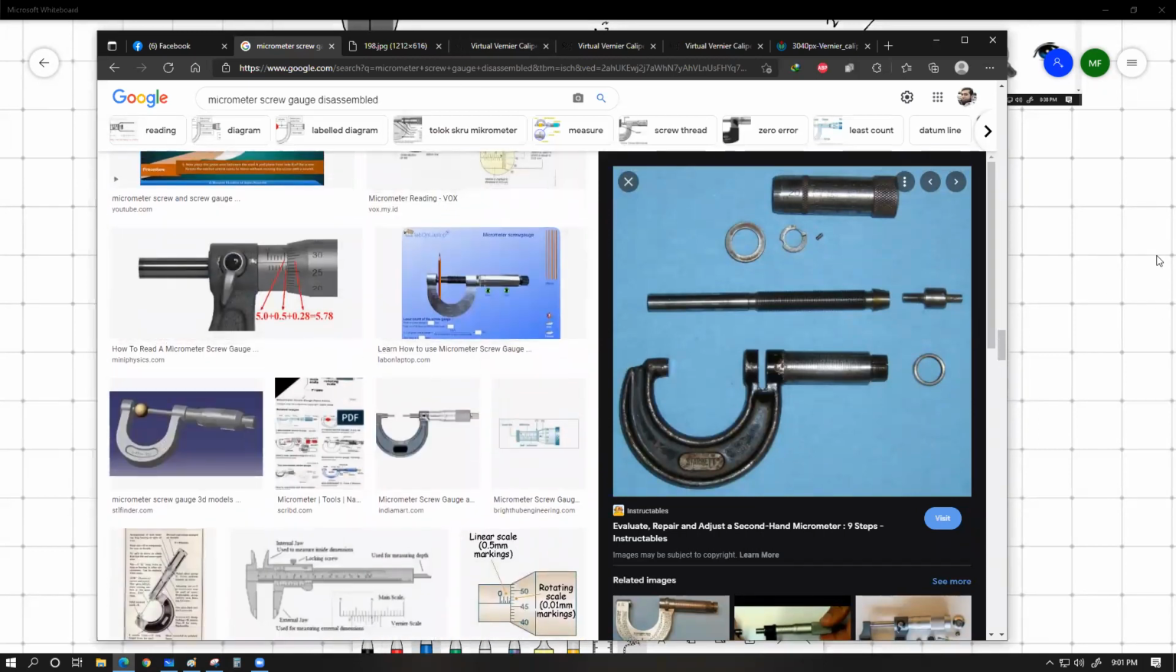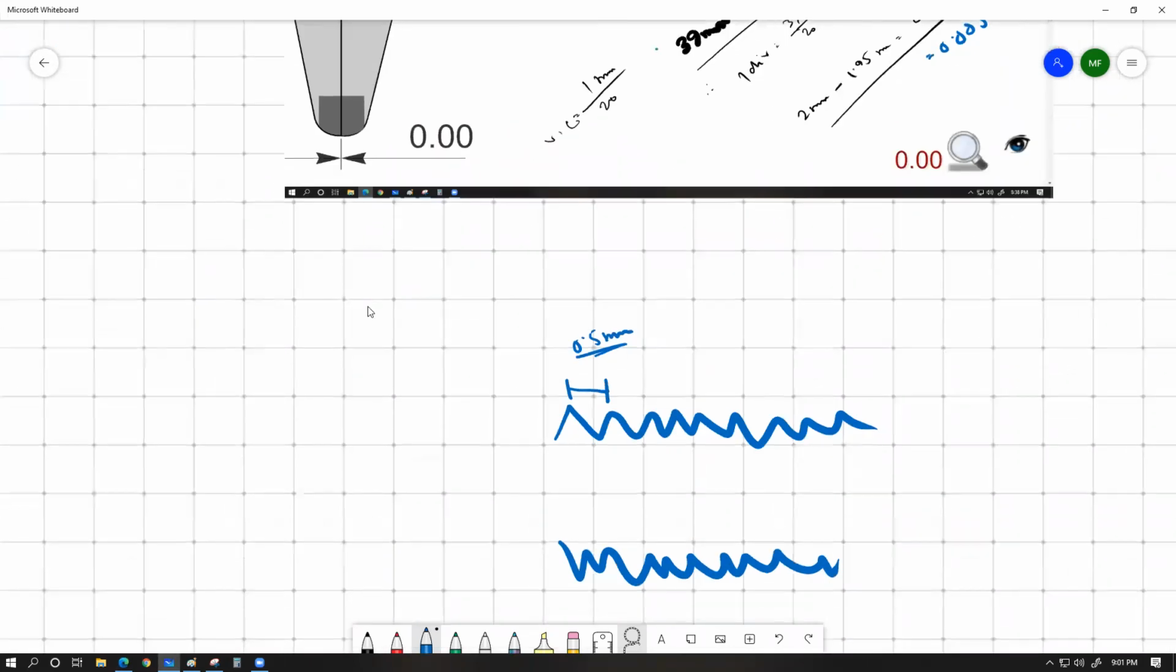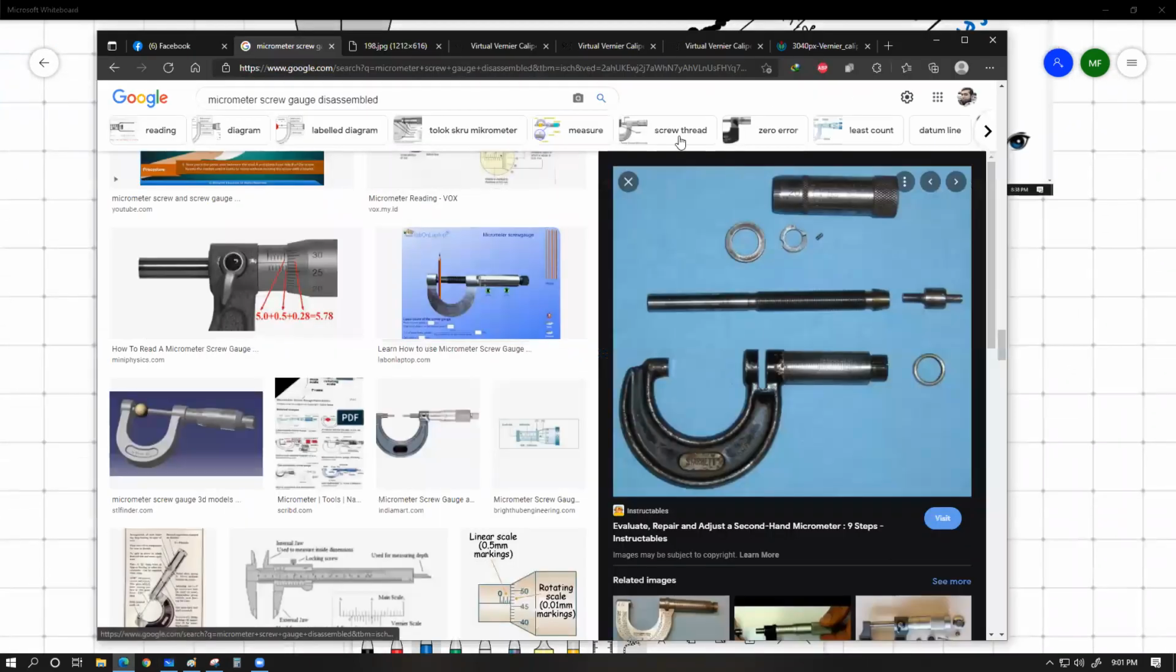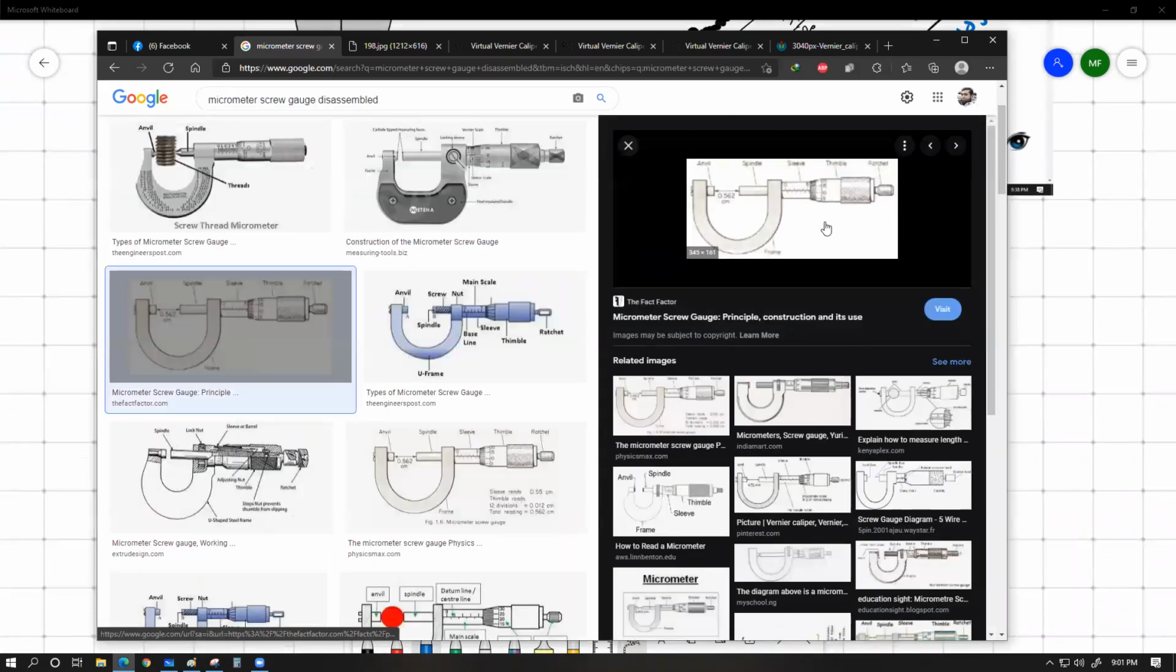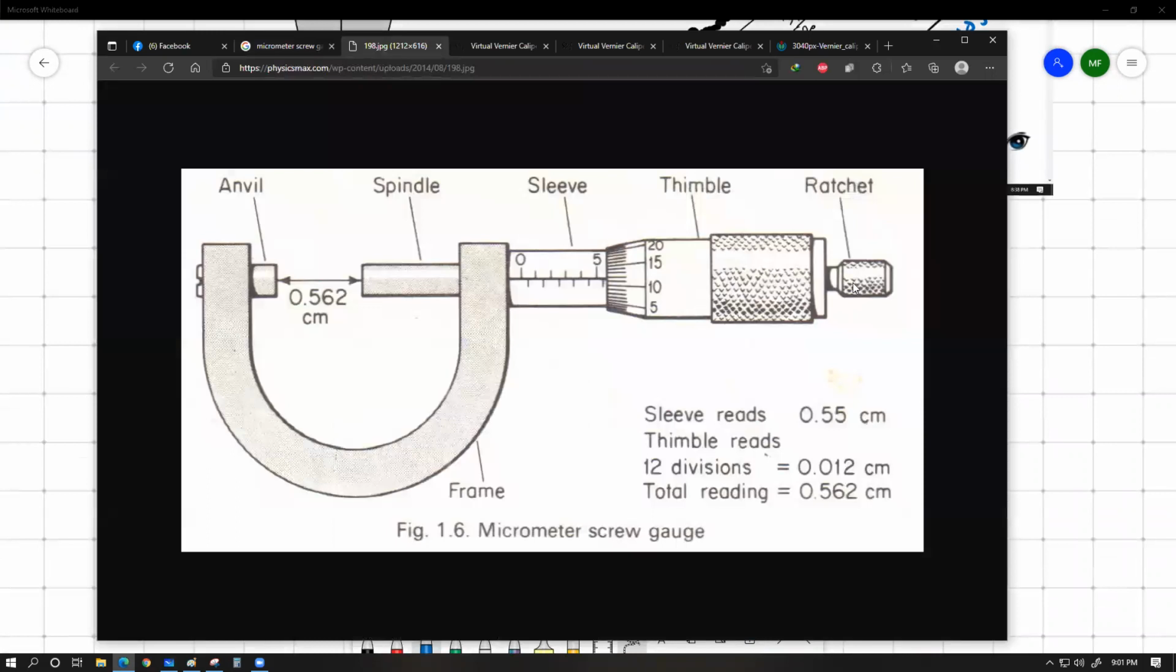If you rotate the ratchet by exactly one full rotation, okay, if we rotate it by one full rotation, it means let's say we are seeing 0 over here, and then we rotate by one full rotation. This whole thing is going to cover exactly half millimeter forward. So that's how the micrometer screw is going to work.